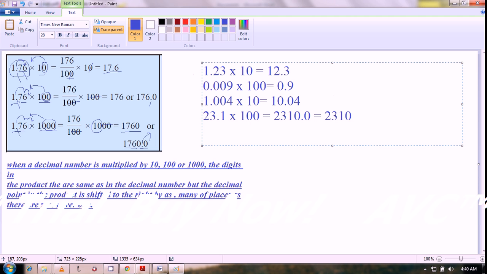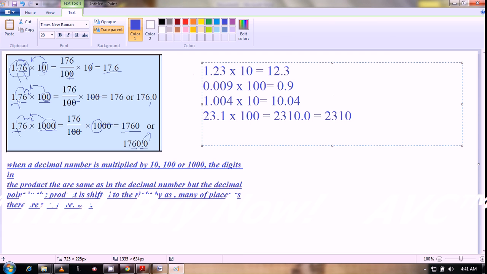Okay, so using the analogy of fractions, we understood that multiplying a decimal with either 10, 100, 1000 or even 10,000, if you can go further, the multiplication is simple. What you do is you write the original number as it is, then you shift the decimal position in the original number to the right by as many zeros as there are in this 10, 100 or 1000, whatever it is. So this is how we do multiplication of any decimal with 10, 100 or 1000.